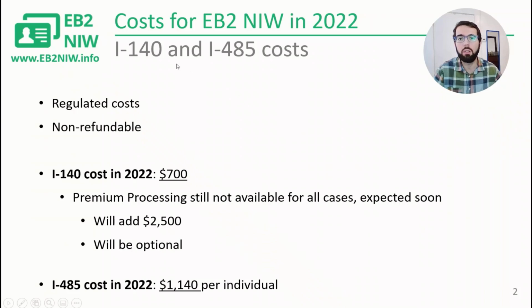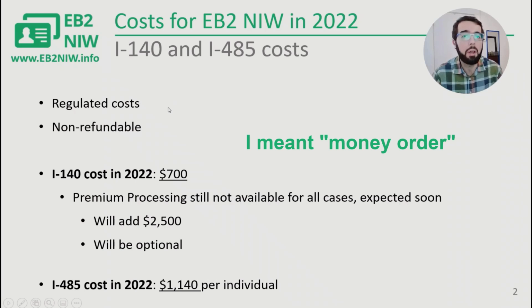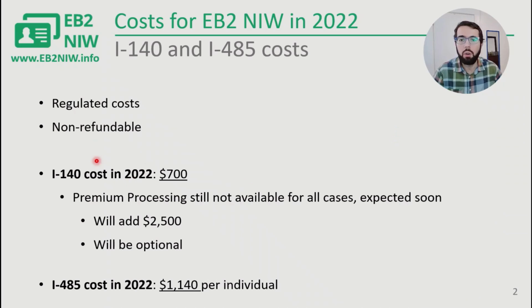So if you are in the US, you need to do both of these. If you are not in the US, you only need to focus on I-140 for now. So these are regulated costs, these are government fees, they are non-refundable, and that means that once you submit your application, they will subtract the money from your account. Basically, if you pay with a check, you will see the check being cashed out. And if you submit a cashier's check, then the money will be gone essentially, no matter what decision is taken by the USCIS officer.